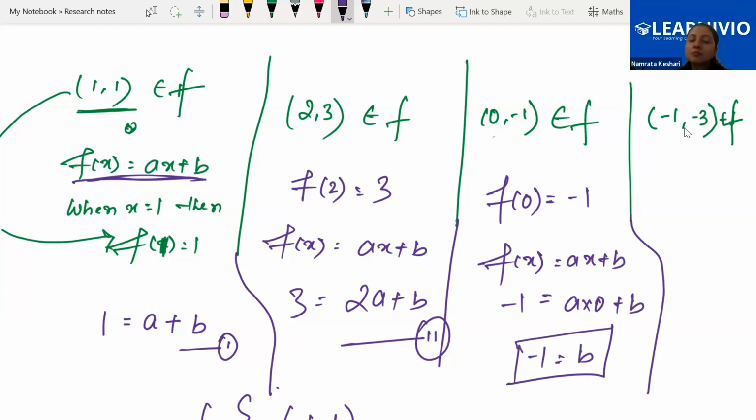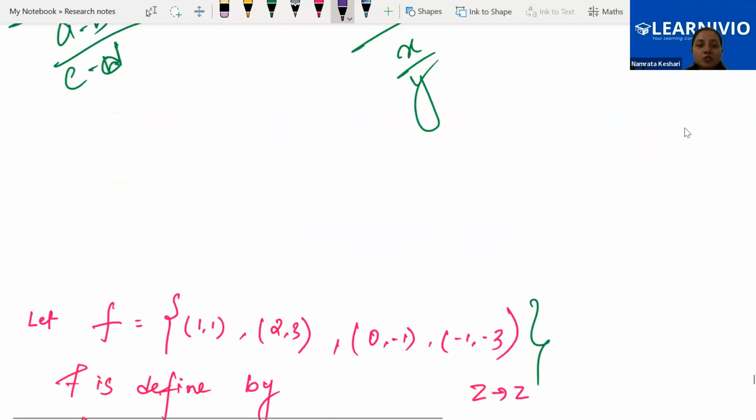Otherwise, we can also solve by the method of substitution or by the method of elimination. We can solve any two equations and find a and b. Whatever be the way, your a and b values will be the same. Getting it? How to solve this type of question?